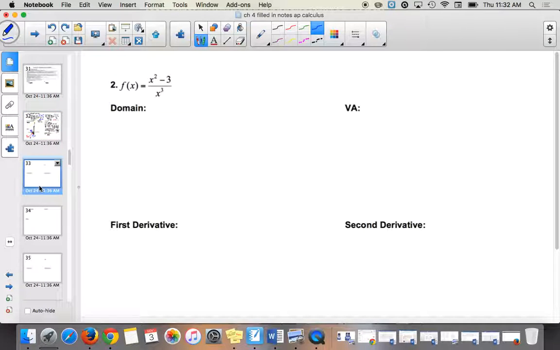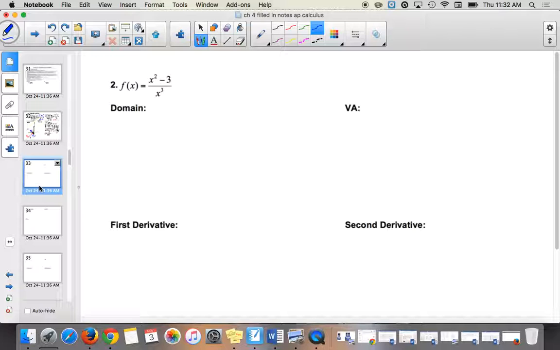All right, so the next one's number 2. So same idea. So we're going to go through all these steps, but this one's different. How is this one different? It's a rational function, right? Rational functions have denominators. We're going to have vertical asymptotes, okay?